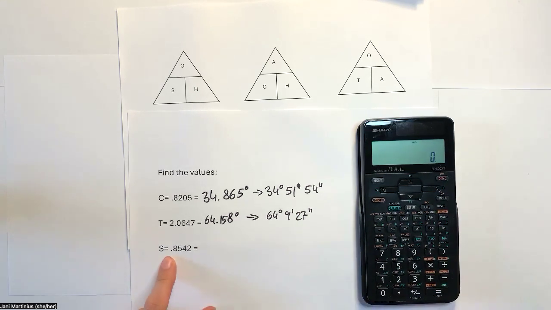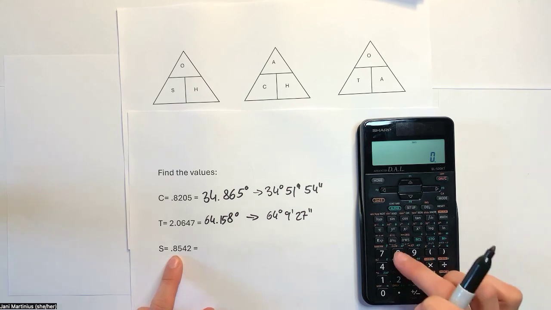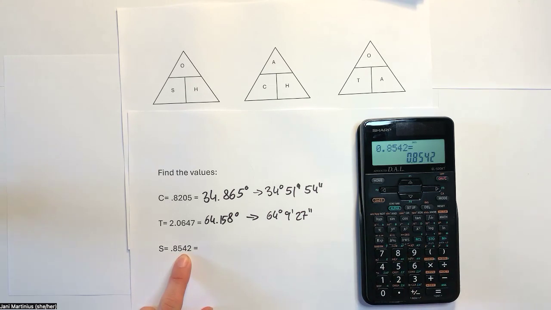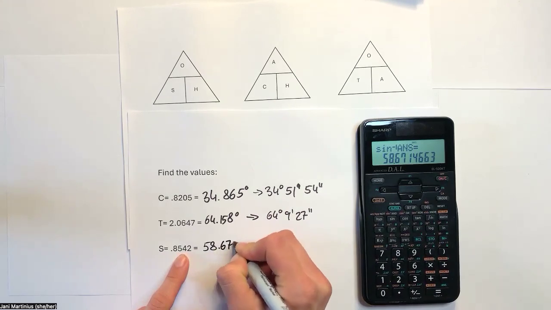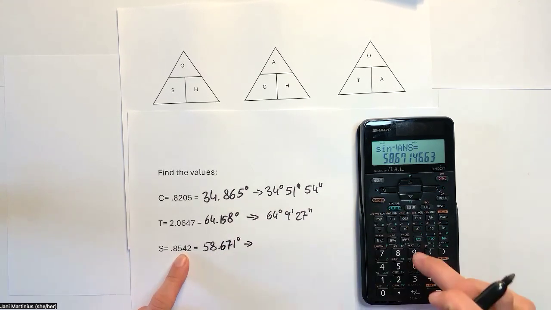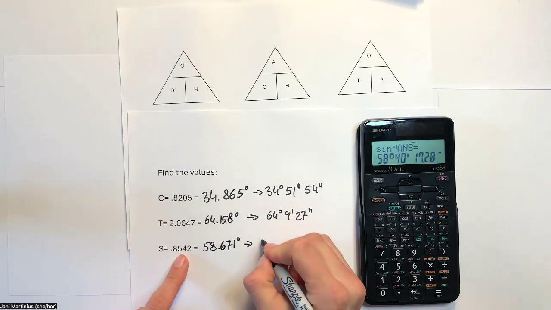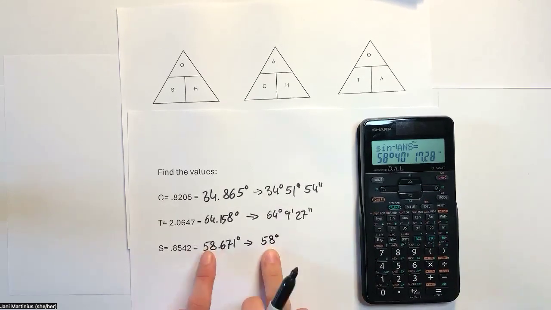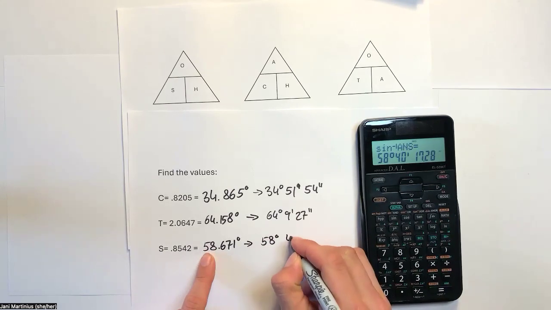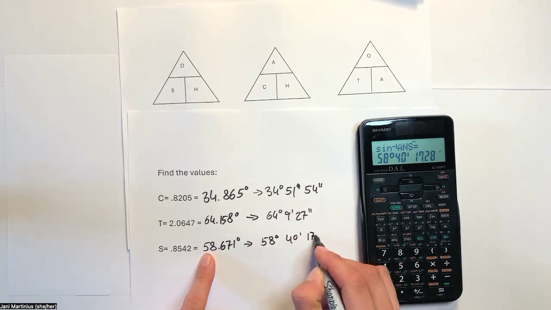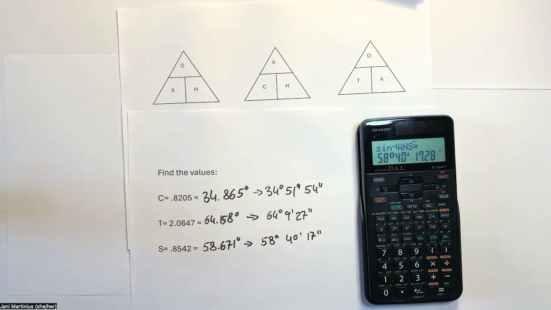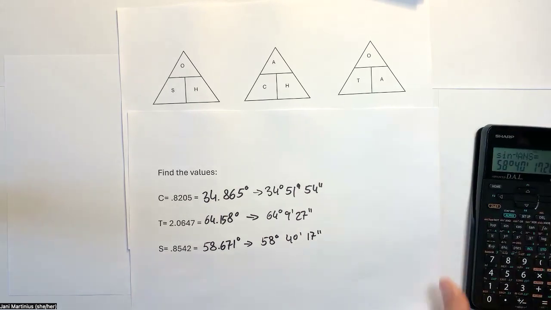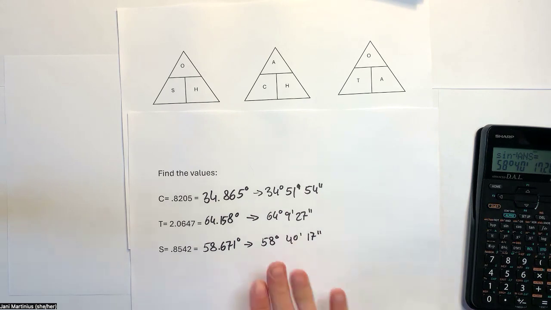Okay, one more practice here with the sine button. So 0.8542, second function, sine gives us 58.671 degrees. Second function, DMS button, turns it around for us. So 58 degrees, 40 minutes, and 17 seconds. And the seconds are so small already that we can just round up or down to a full second. We don't really need to go any tighter than that. So I hope that makes sense as a first intro.